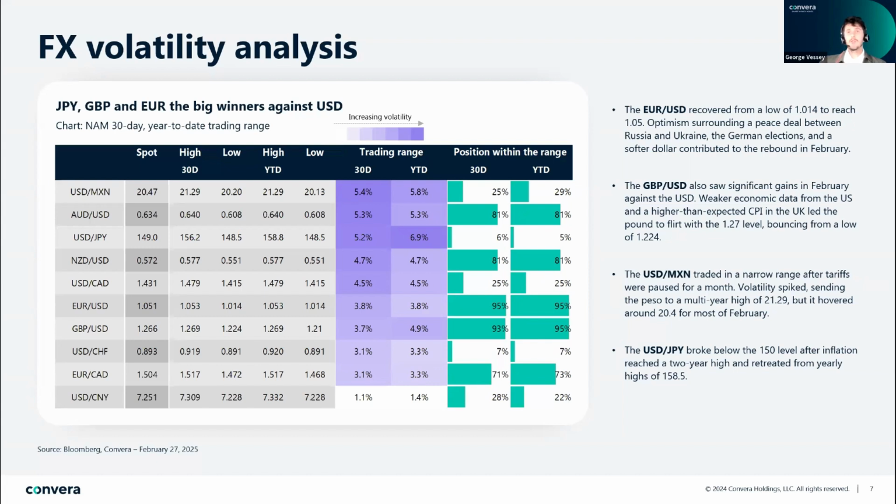The German elections went through without much turbulence, and the softer dollar narrative owing to the weak US data that we mentioned at the start also allowed those currencies to stay in the top end of those recent trading ranges. Specifically for the pound, though, this was boosted as well by stronger private pay growth in the UK and sticky inflation prints as well, which led to a scaling back of Bank of England rate cutting bets.